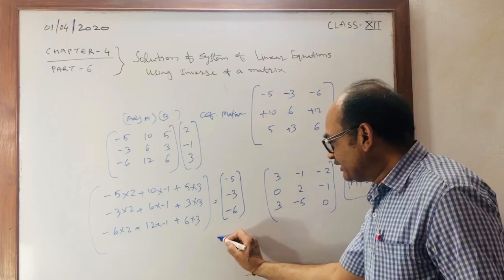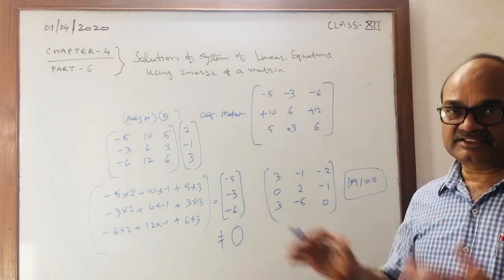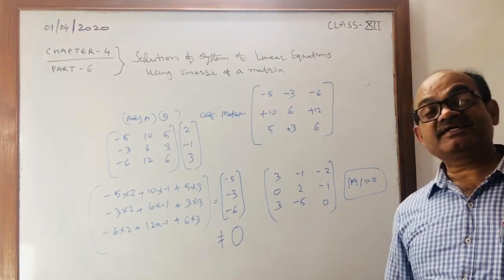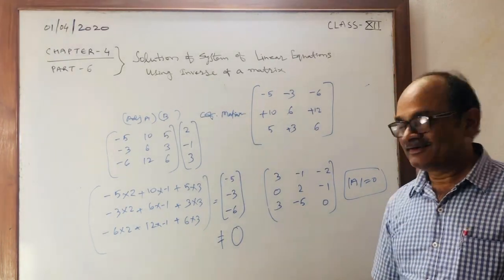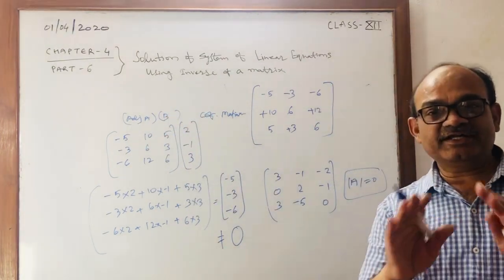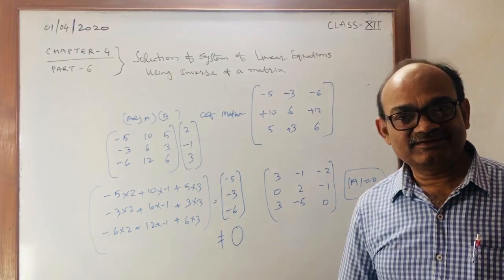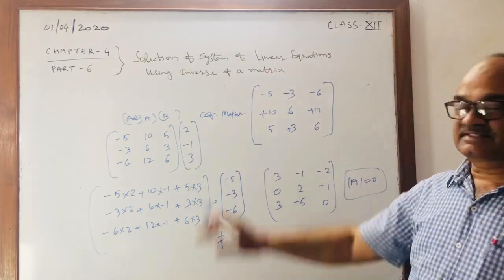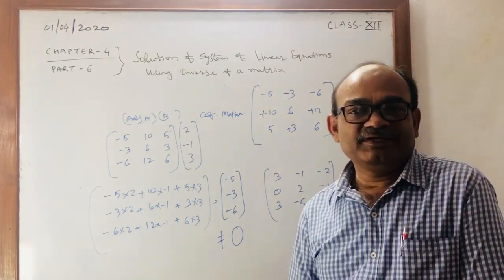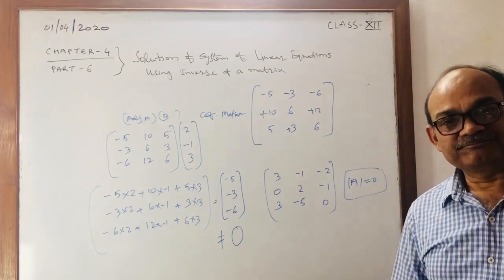This is not a null matrix. Hence what we say? Second rule. When adjoint of A into B is not a null matrix, it means there will be no solution. So the answer of this question number 5: there will be no solution.